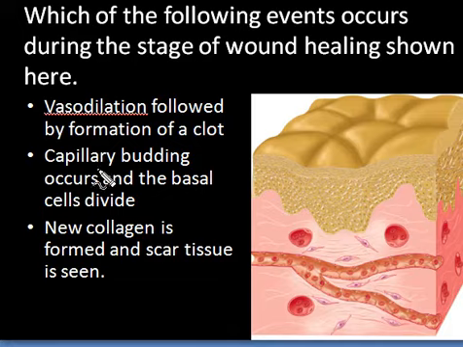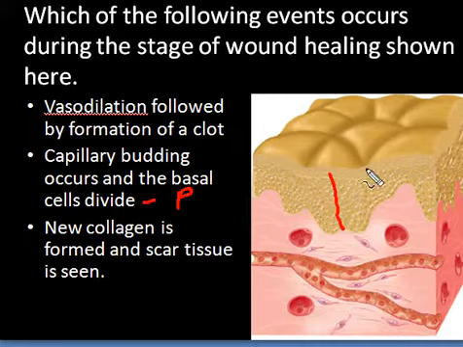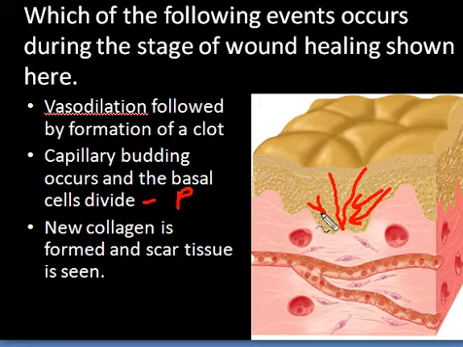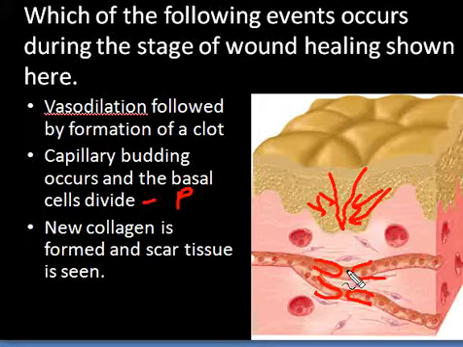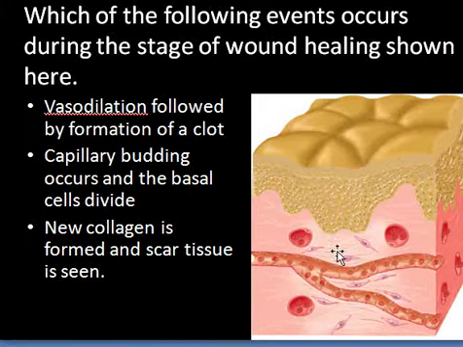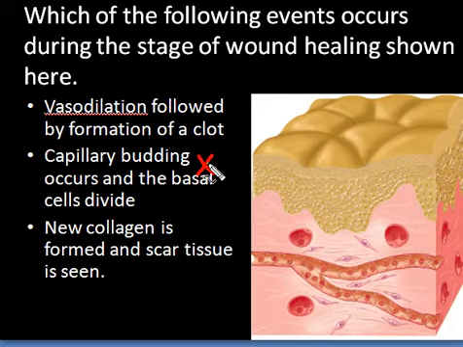The second one, which is capillary budding occurs and the basal cells divide. Now this occurs in the second stage, which is the proliferative stage, and you don't see that here. In the proliferative stage, what happens is the wound gap is still not filled. These cells begin to grow towards it to fill the gap, and these capillaries are actually broken off. When there's a wound, the capillaries have been divided, they break off and they come close to each other to join. And that's what is happening there. On the other hand, what you're seeing is that the capillaries are fine. There is continuity in the capillaries. So therefore, this is not the right answer.